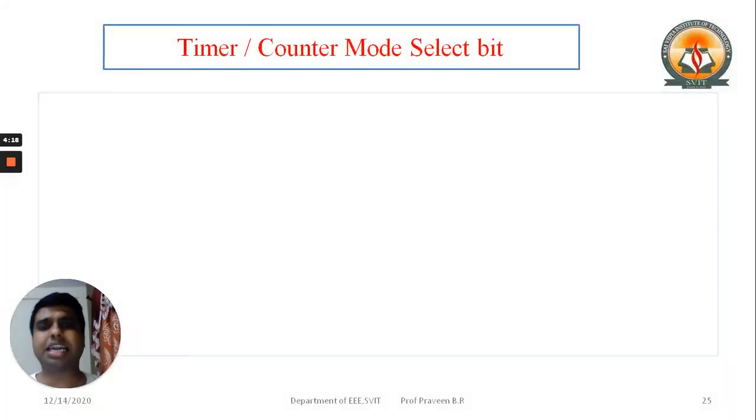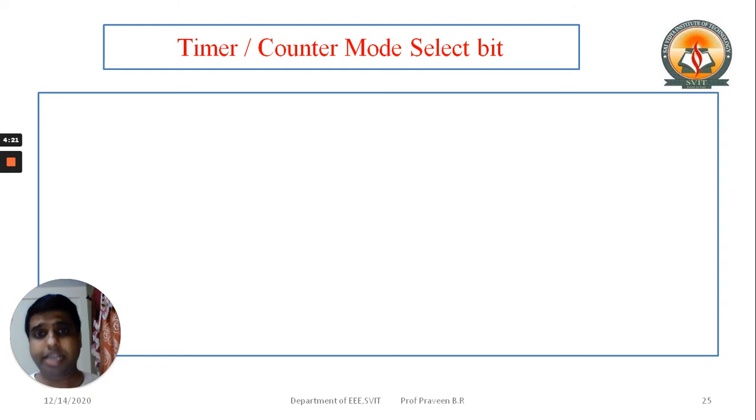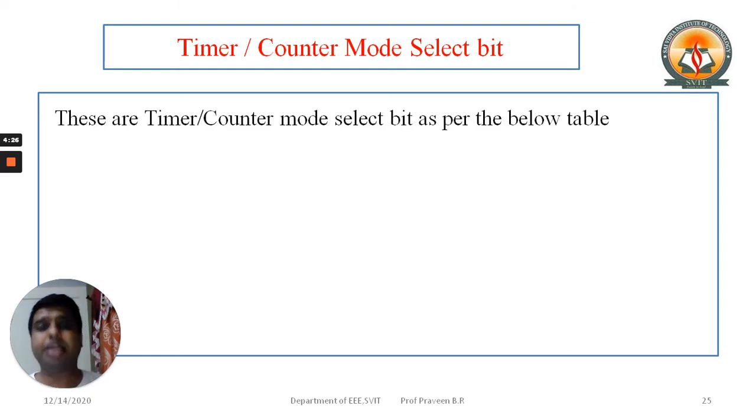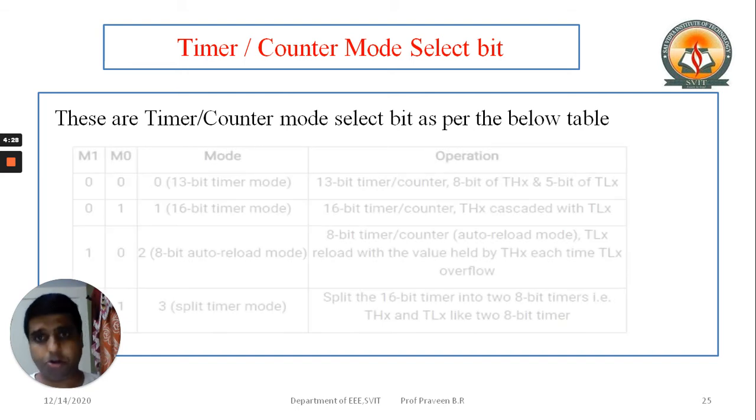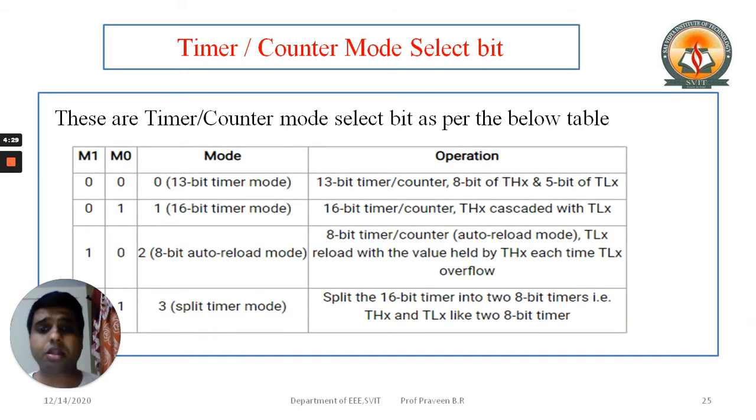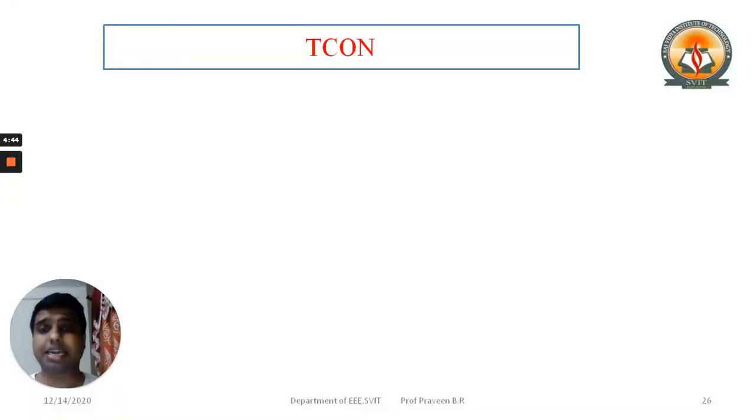What do we understand by split mode? In the case of split mode, a 16-bit timer is split into 2 8-bit timers, which is what we call the split mode. So let us see one by one what it is. But before we go one by one, we are going to understand what a TCON register is.